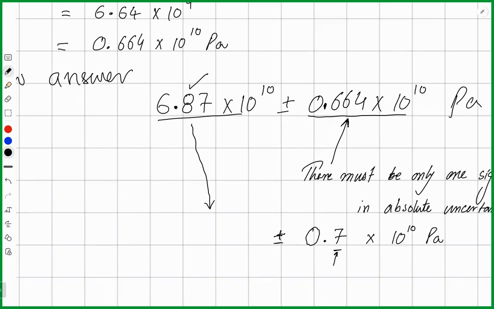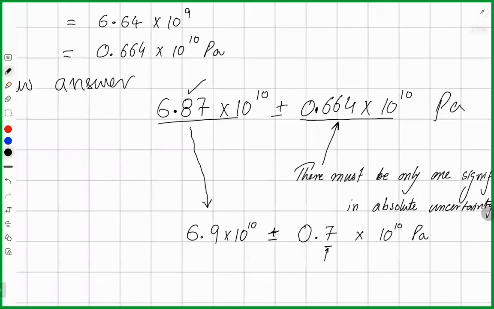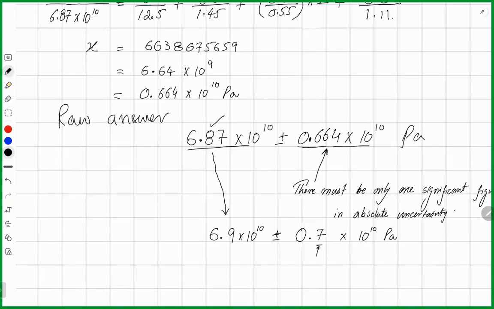So if we round it off at 6.8, what is the next number? Is that number more than 5 or less than 5? That number is more than 5. So that six means it should be 6.9 into 10 to the power 10 plus minus 0.7 into 10 to the power 10 pascals. Does this make sense? Yes. So this will be the final answer.